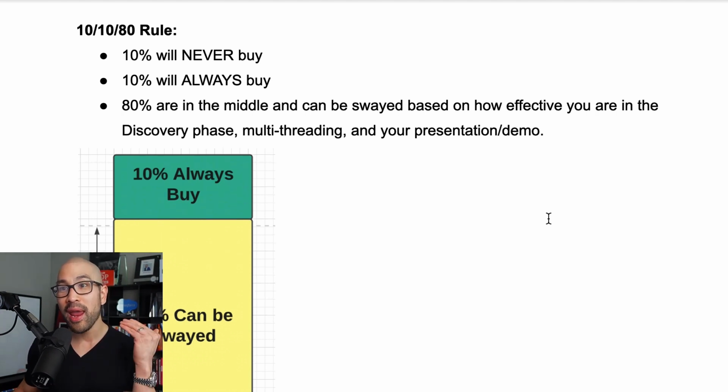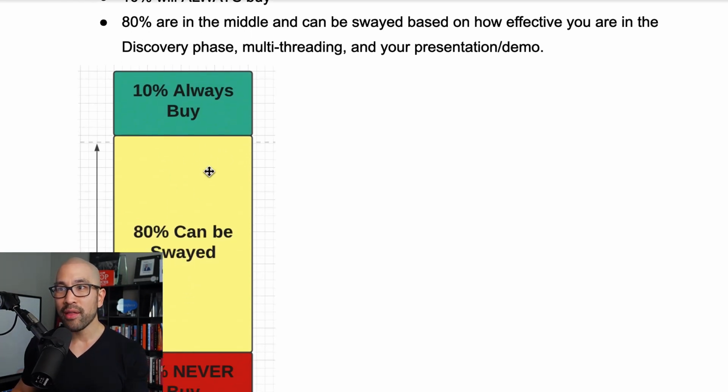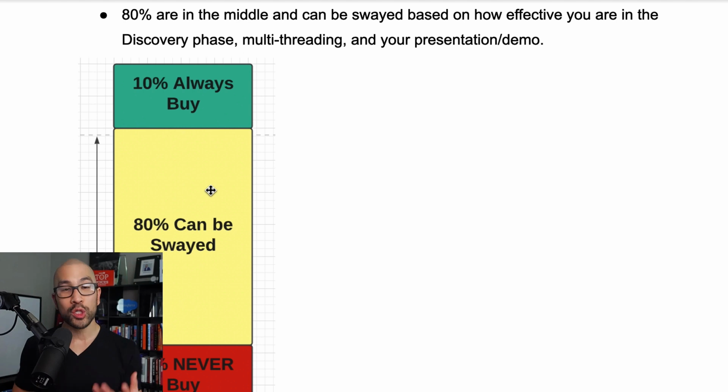And then there's the 80% that are in the middle. These are the ones that can be really swayed based on how effective you are in the discovery phase, multi-threading, and your presentation and demo. And ultimately, there's obviously a big range here. That's why you can have two reps start at the exact same time with a very similar territory, and depending on how effective they are in the sales process, one might close at 10%, and the other might close at 50%. Ultimately, it's because they are just more effective in everything else.